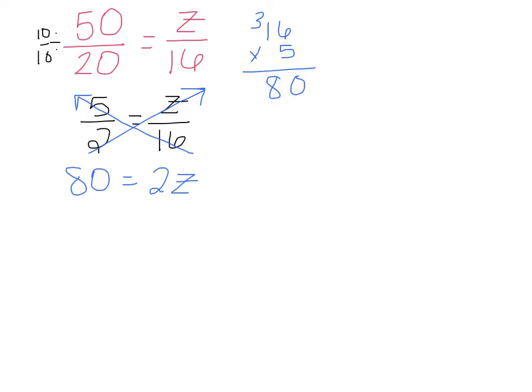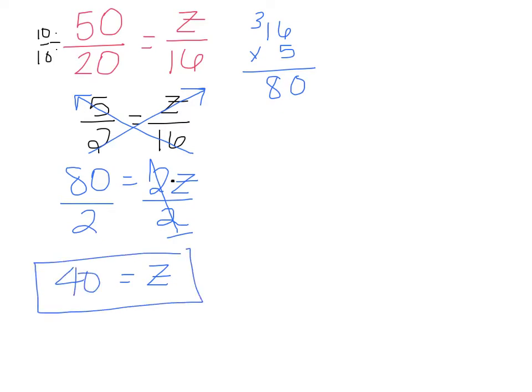And now this problem says 2 times z. And in order to get my z alone, I have to do the opposite operation. Opposite of multiplication is division. So 2z divided by 2 really leaves me with 1z. And if I divide on one side, I have to divide on the other side. 80 divided by 2 is 40. So my answer is 40.